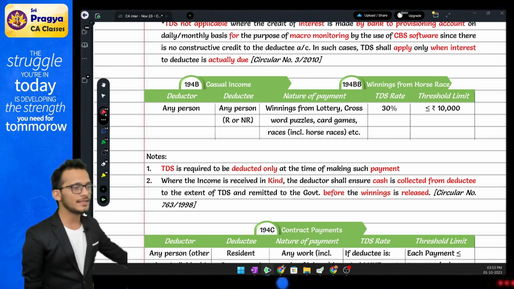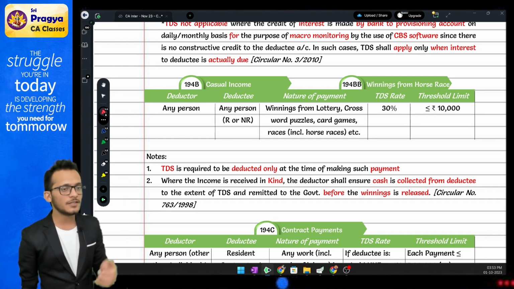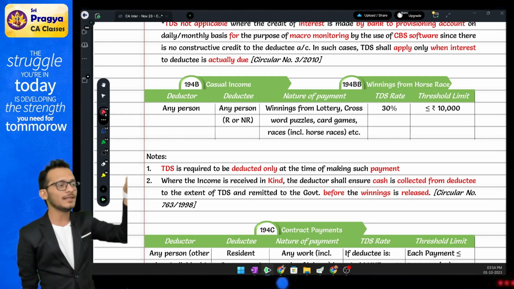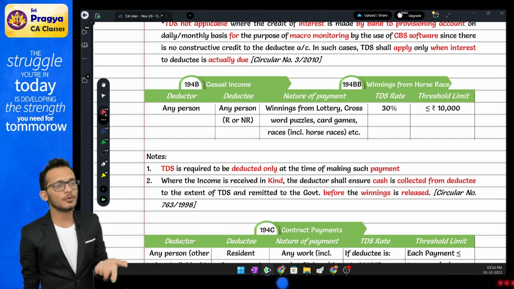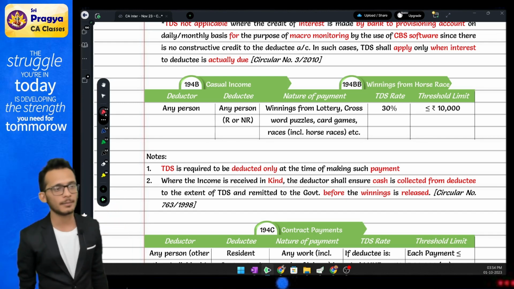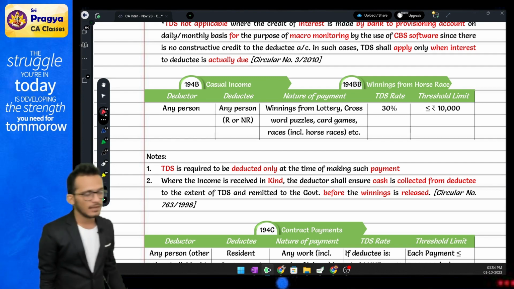Yes or no? Because TDS is only going to be deducted on the tax part, which means they have not deducted TDS on surcharge and cess. So it is your responsibility to pay that in the form of advance tax. If it is more than 10,000, advance tax applicable. Less than 10,000, advance tax not applicable. Yes or no? Yes. MCQ question, keep in mind.